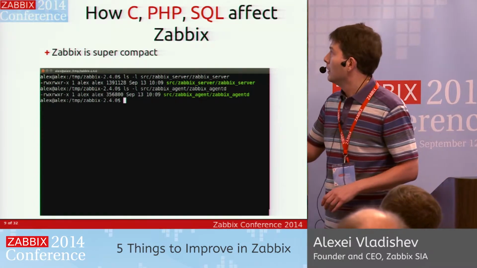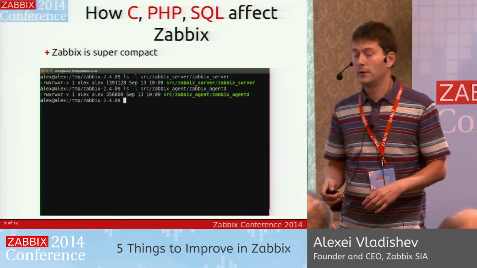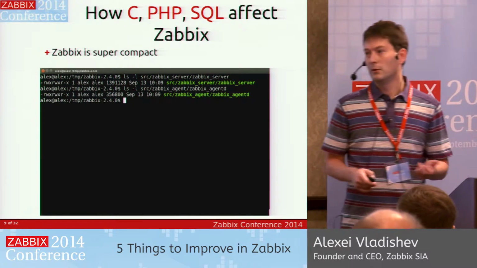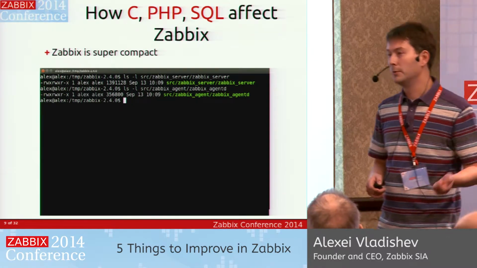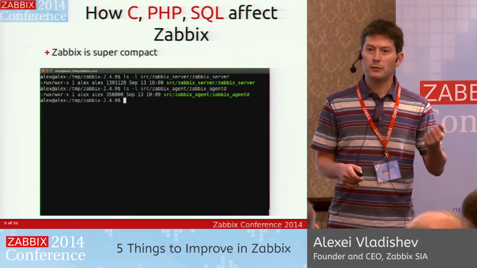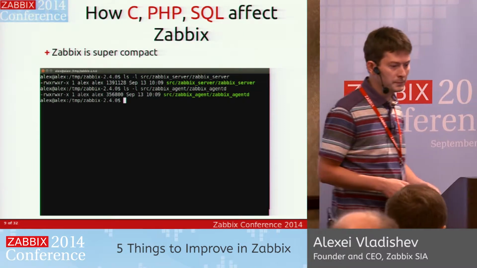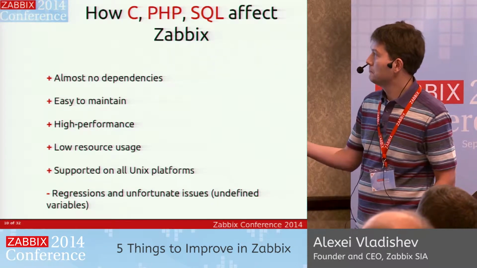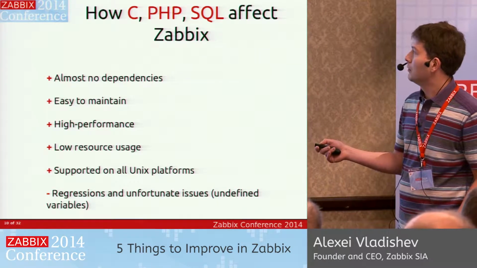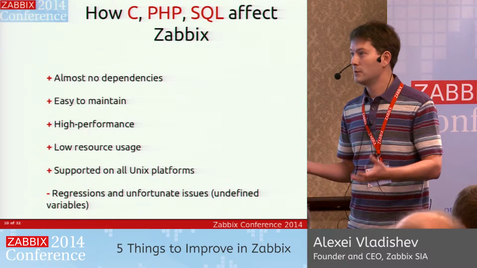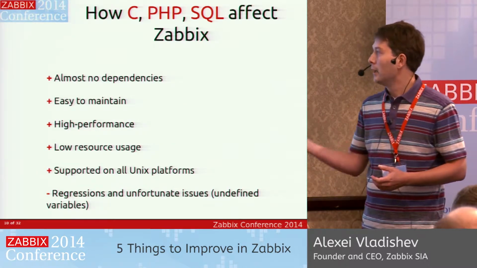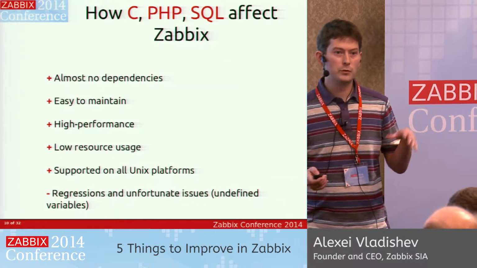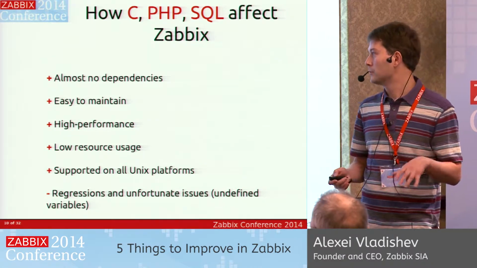And Zabbix server also doesn't have lots of dependencies, maybe the MySQL library, NetSNMP, OpenIPMI, and maybe another few, and that's it. So, almost no dependencies, quite easy to maintain because of this. So Zabbix is a quite small application, with high performance because of the use of the C language, so we are very close to hardware.